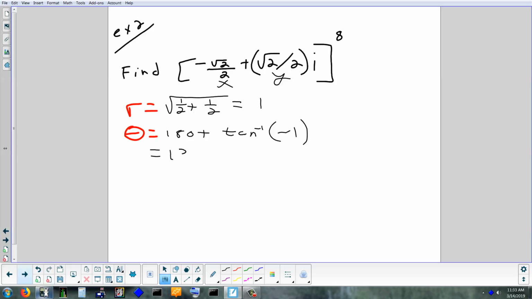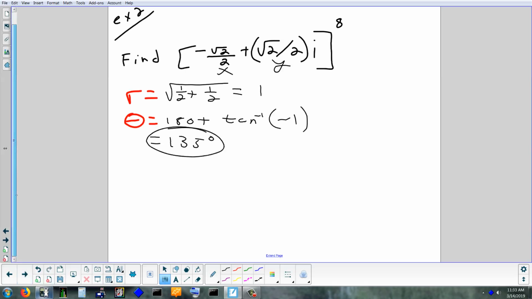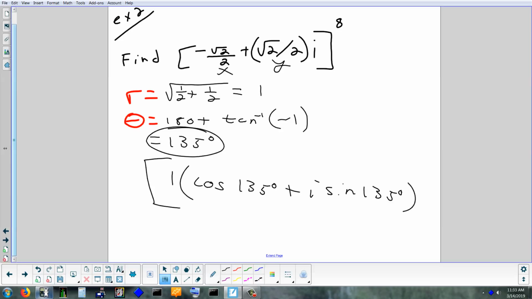And if you do that out, that's what you'll get on the calculator, 135. Any question on how to type in 180 plus inverse tangent -1? Now let's write out what we've got. R cosine 135 plus i sine 135, and we're raising that all to the 8th power.